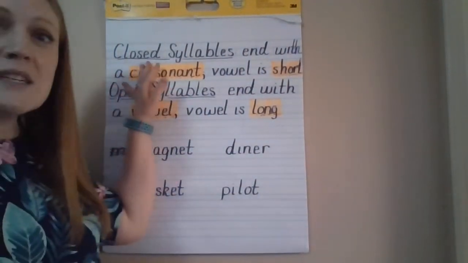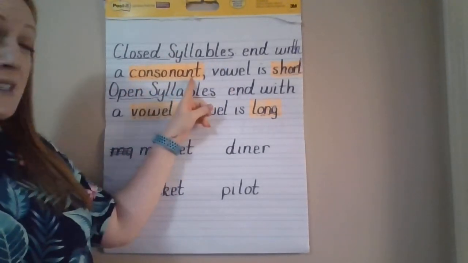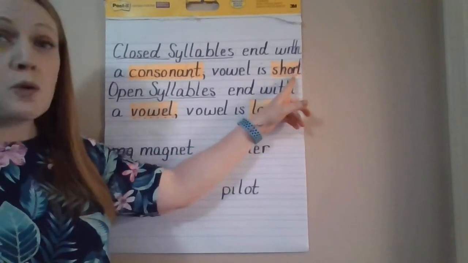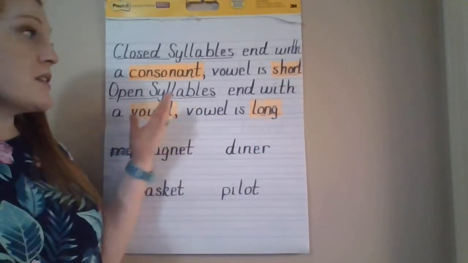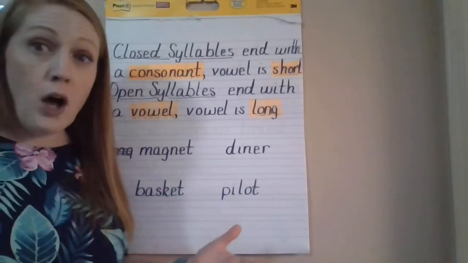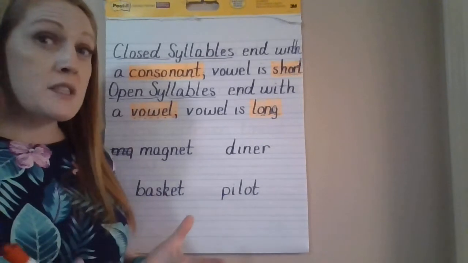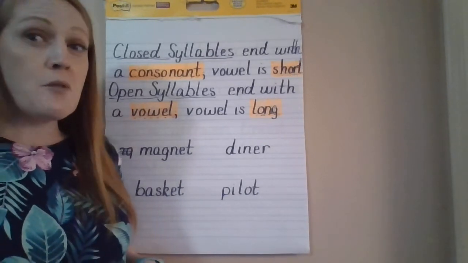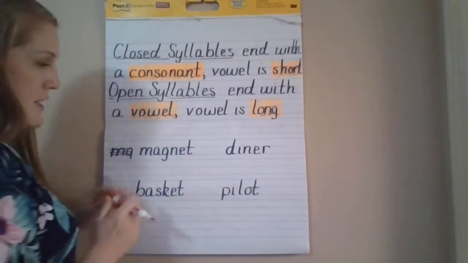The first syllable is a closed syllable. A closed syllable ends with a consonant and it has a short vowel sound. An open syllable ends with a vowel, and the vowel is long. I'm going to show you a way that we can take words apart in their syllables so that we know how to read them. Take this first word here.